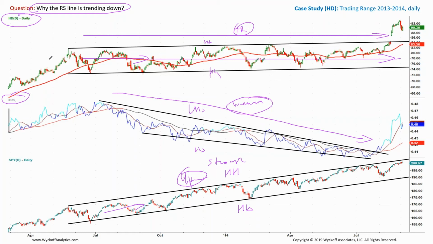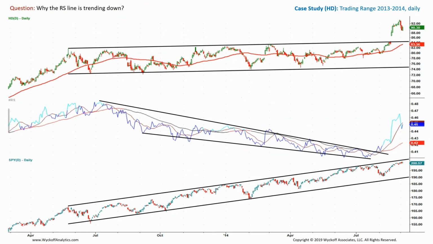So when we look at the market and the market is uptrending and the stock is just consolidating, then the stock is weaker, behaving weaker. The price of the stock is behaving weaker than the price of the market. And therefore, relative strength is going to be in a downtrend. But something significant happens later on.